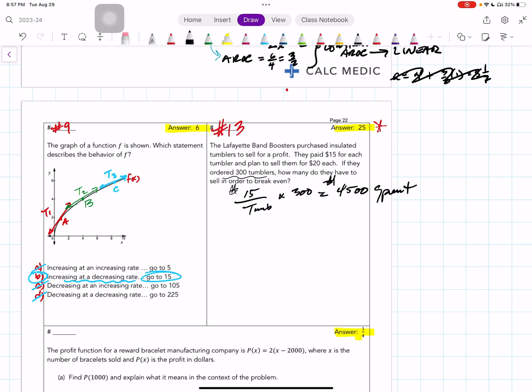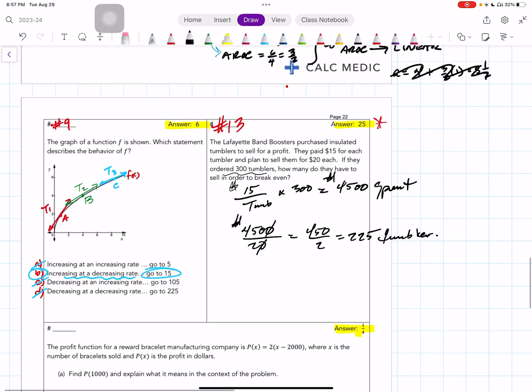Okay, now they ask how many do they have to sell in order to break even? So if they spent 4,500 bucks and they sell each one for $20, if we take the money spent and divide that by 20, that should give us the number of tumblers. If you simplify a little bit, you get 450 divided by 2, that's 225 tumblers. Okie dokie. If you get that, then you get your money back and we break even. So break even if you sell 225 tumblers. So what we want to do is look for the answer to 225 now.